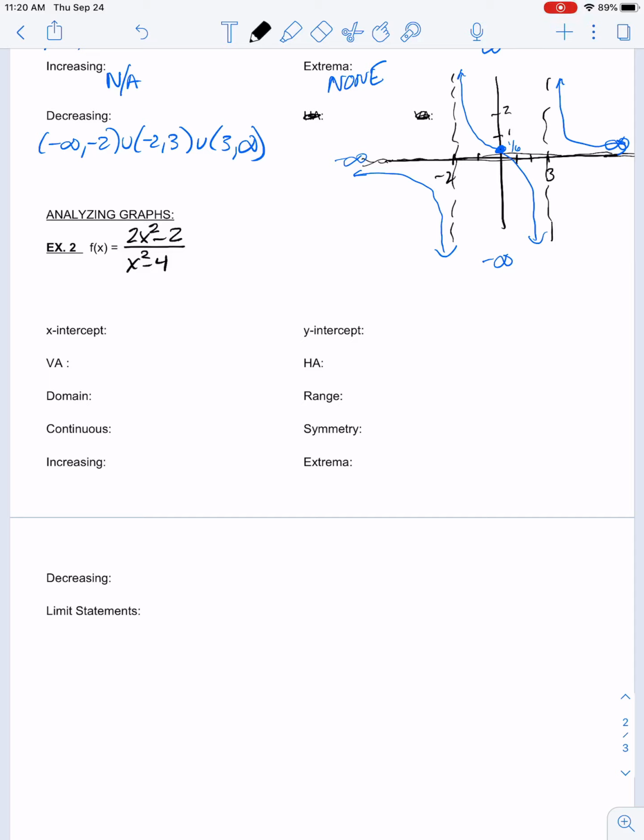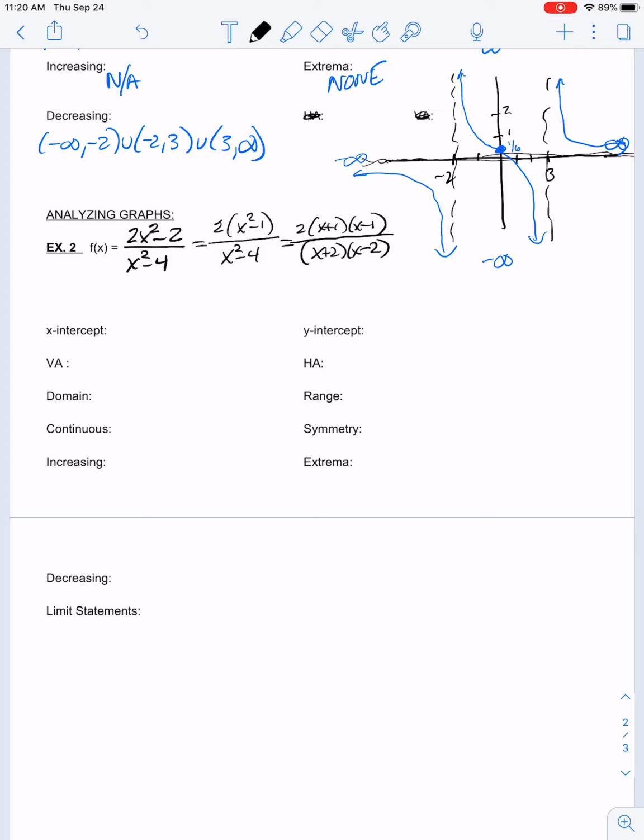Like in the previous example, first thing I would do is factor. I have a 2 I could take out of the top, x squared minus 1, and on the bottom, x squared minus 4. Really, we have difference of squares on both of those. So 2, x plus 1, x minus 1, all over x plus 2, x minus 2.